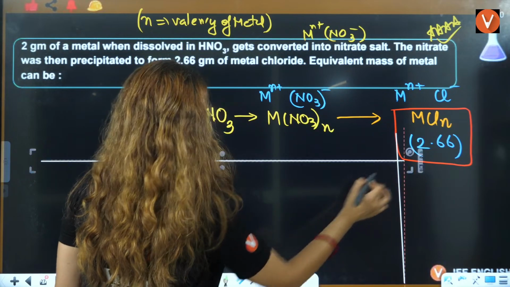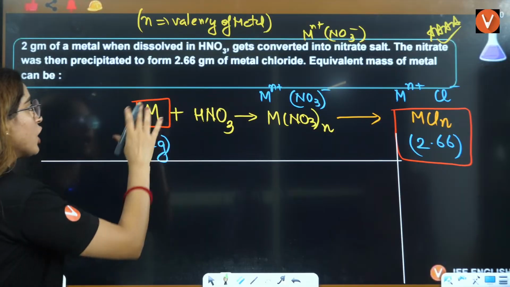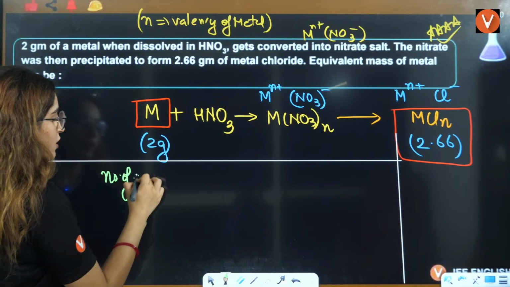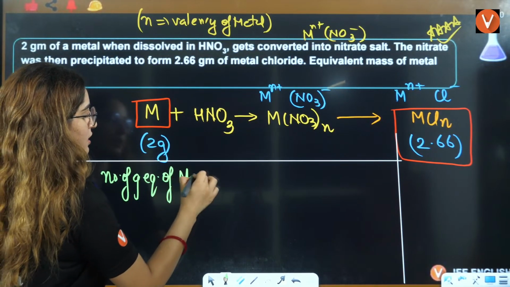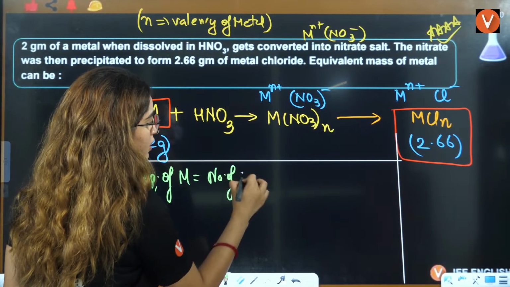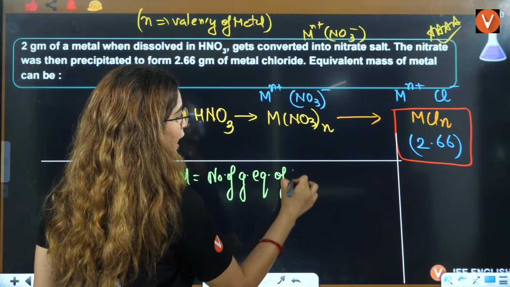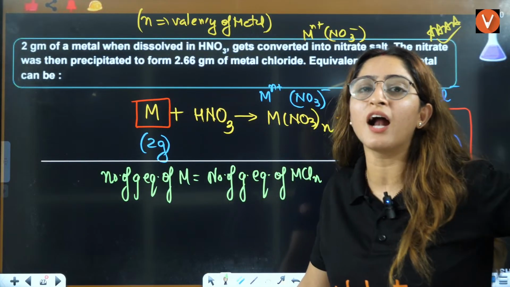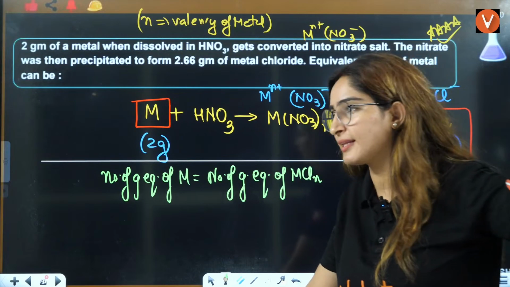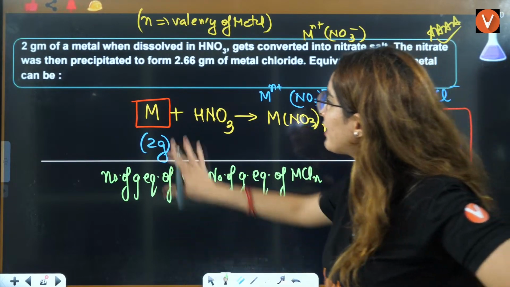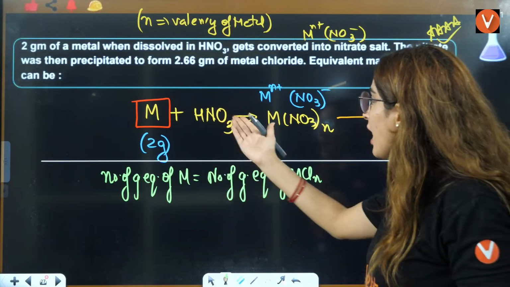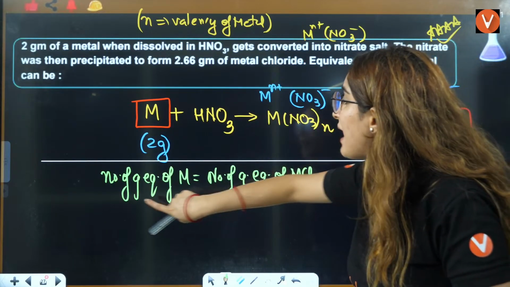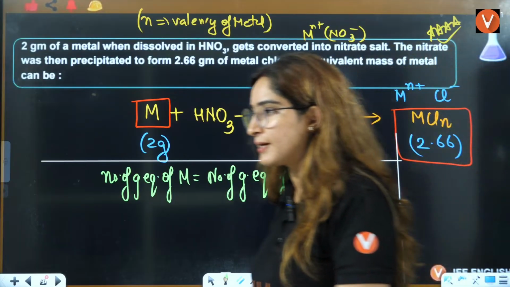Now let's see how to apply that. We'll say number of gram equivalents of M is equal to number of gram equivalents of MCln. Because we know that number of moles we can't equate like that, but number of gram equivalents we can equate. That is the benefit of gram equivalents. We can equate this with this without even balancing. We can't balance this reaction. We don't know what this M is. How can we balance this reaction? So without balancing, we can apply this gram equivalent concept here.